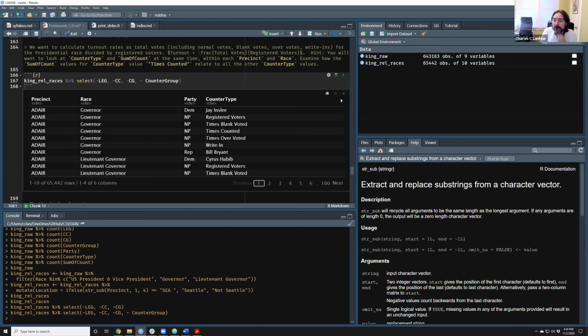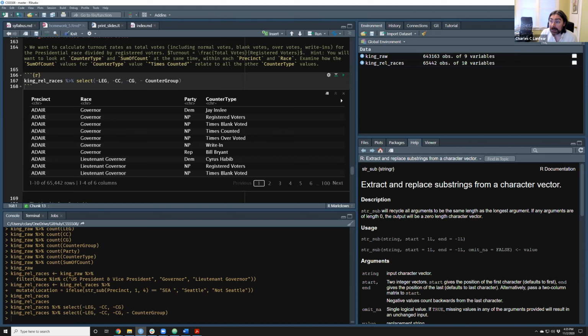Pivot. Pivot on precinct. Yes. So the idea is we might want to pivot on that. What would be the result of that, do you think? You have one column per precinct. Yeah, so you'd have one row per precinct and then multiple columns for counter types.